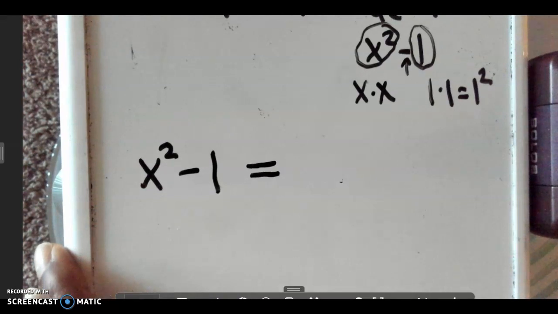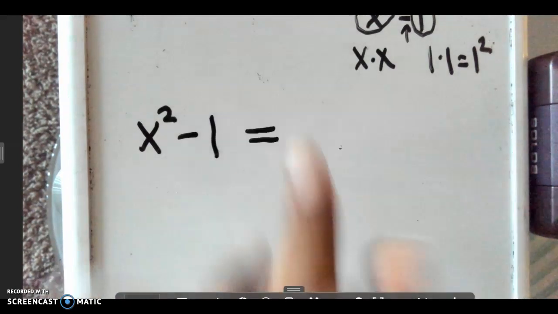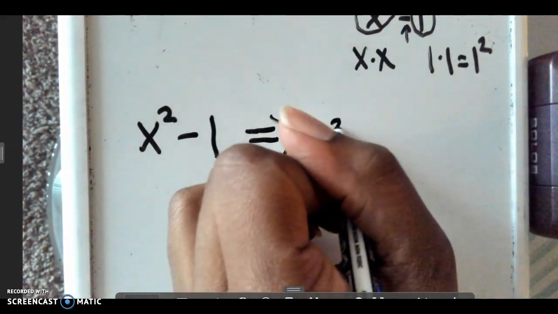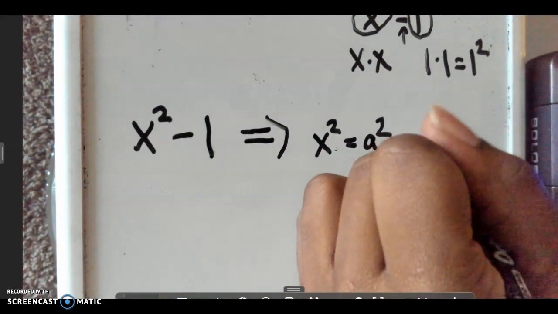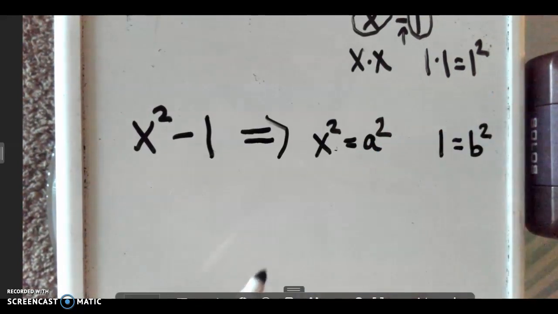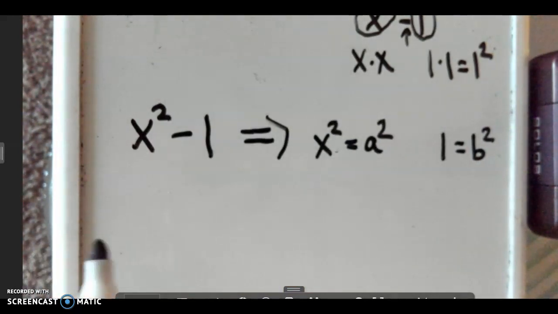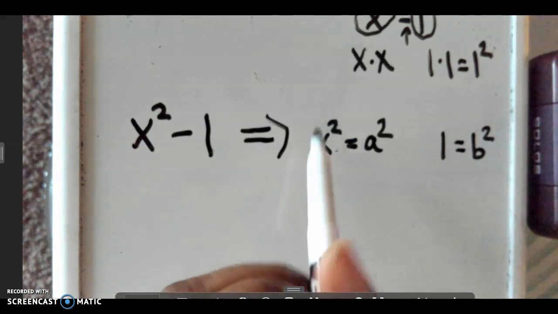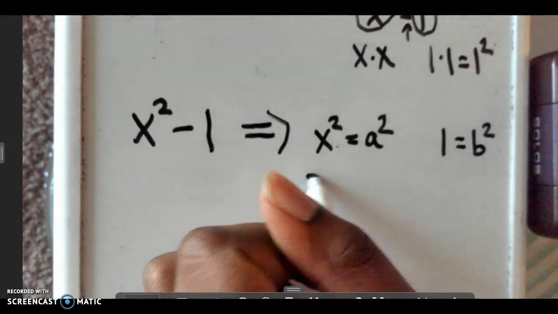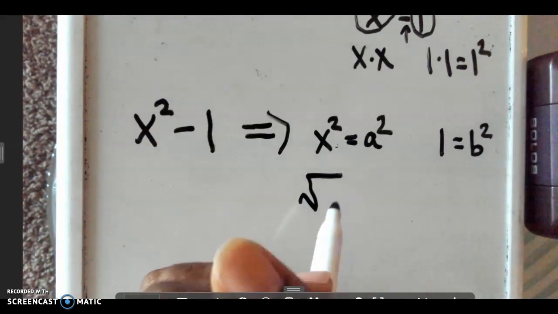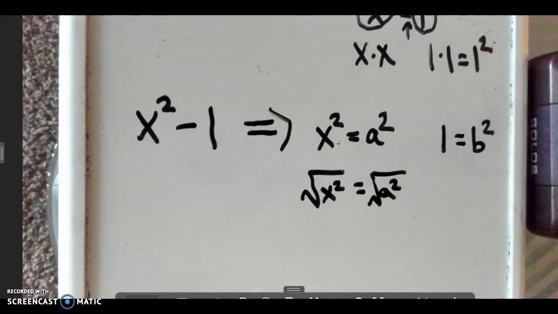Another way we can think about this is if we just set them equal to each other. The x squared is going to represent the a squared in the formula, and the 1 is going to represent the b squared in the formula. So in order to find our a and our b, to find the factors, in order to get the x by itself here, remember the only way we can get rid of this exponent of 2 is this little symbol here called a square root. So we're going to put that symbol around the x squared and the a squared.